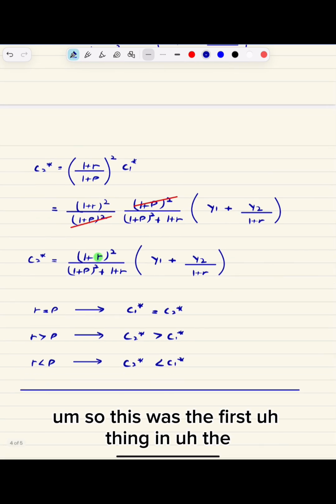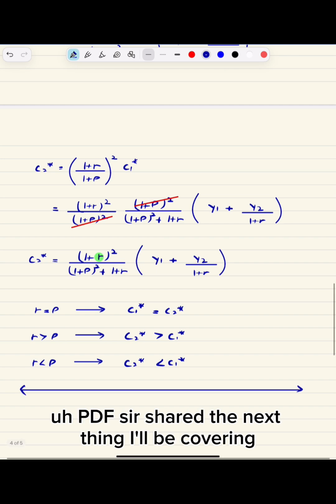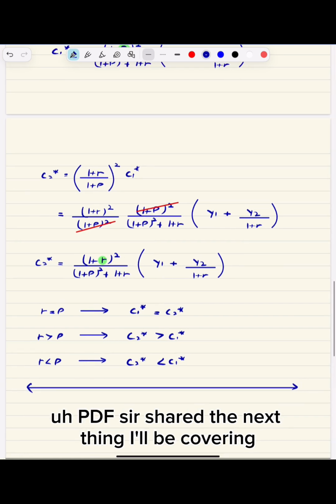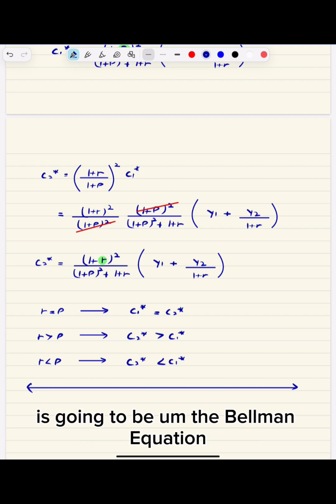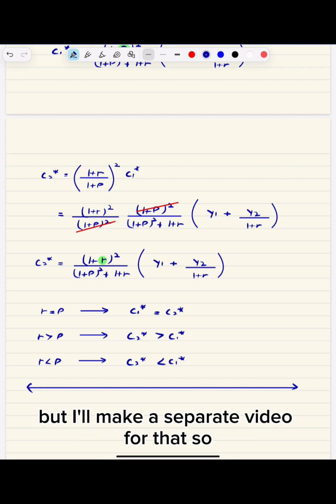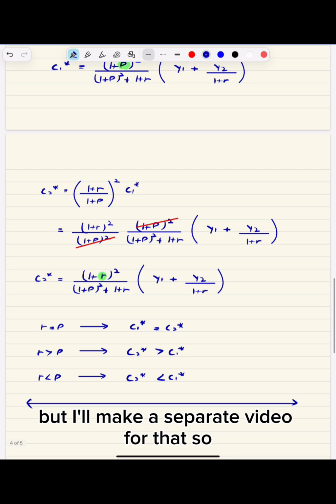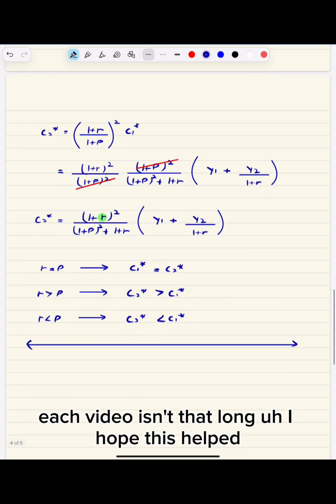So this was the first thing in the PDF sir shared. The next thing I'll be covering is going to be the Bellman equation, but I'll make a separate video for that, so each video isn't that long.